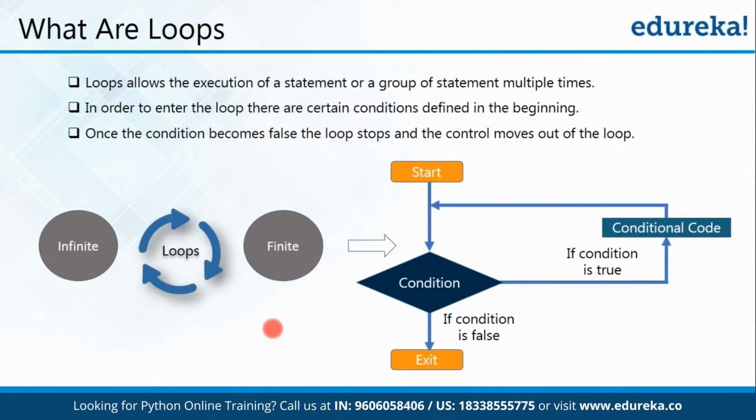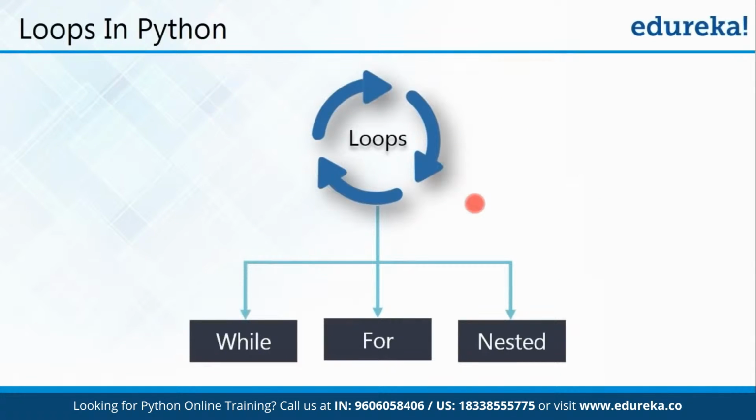So we'll move forward and we'll see various type of loops that are present in Python. So Python basically supports three kinds of loops. One is while, for, and nested. We'll look at all these loops one by one, and I'll explain you with examples as well. So first we'll have a look at while loop.